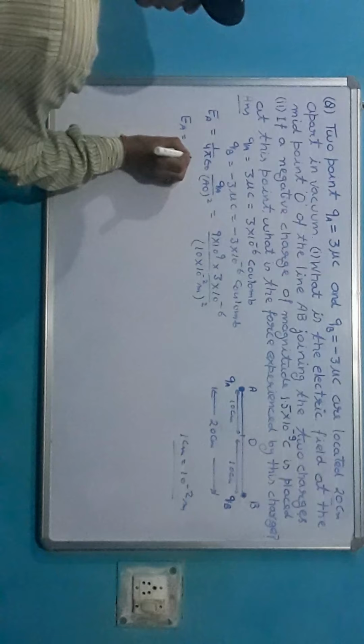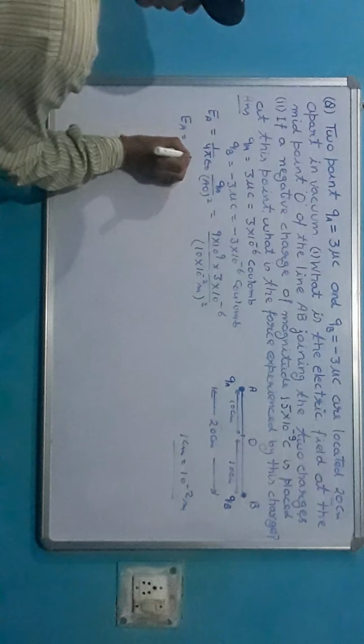Second part of the question states that if a negative charge of magnitude 1.5 into 10 to the power minus 9 coulomb is placed at this point, what is the force experienced by this charge? That question has been taken from NCERT. Okay, so now, how can we solve this question? Let's see.